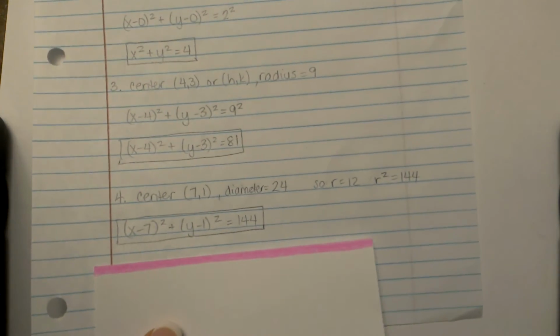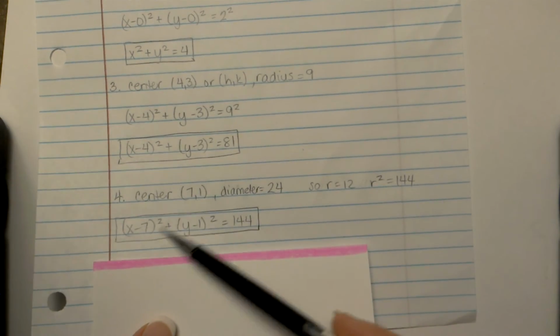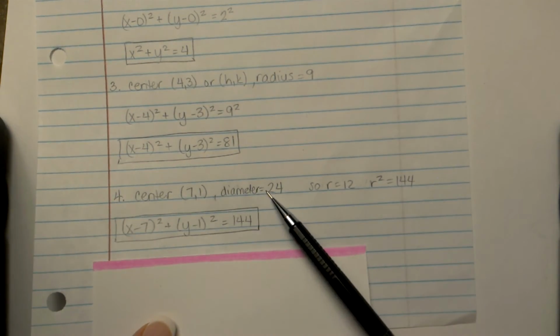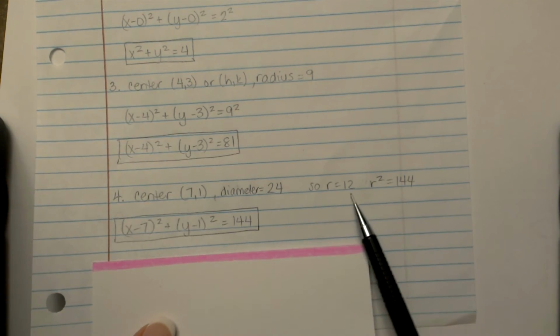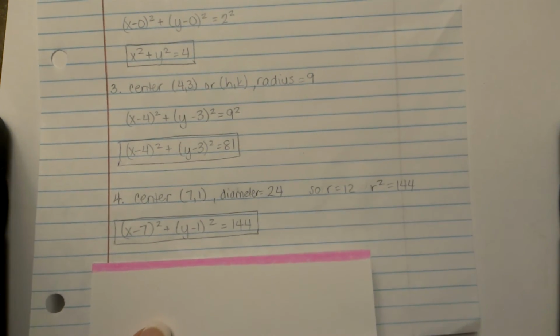All right, here's another one. The center is at 7, 1, so h is 7, k is 1. Aha, they gave you a diameter, so half of the diameter is 12. So you put in 12 for r, and we can go ahead and square it and just put it in the formula.